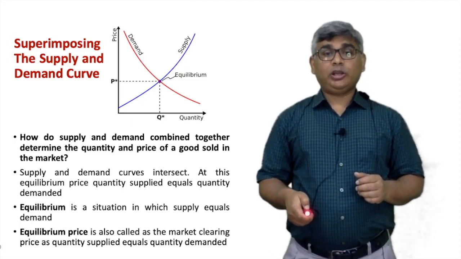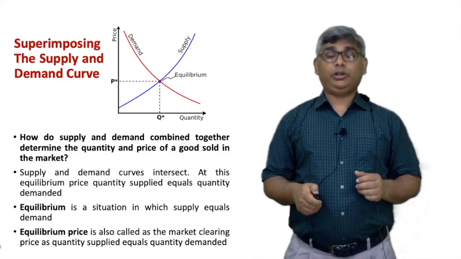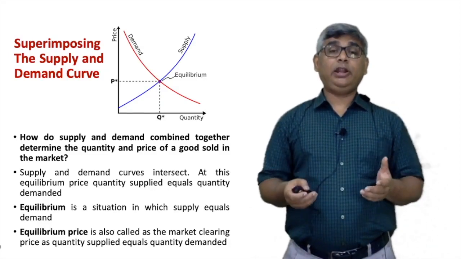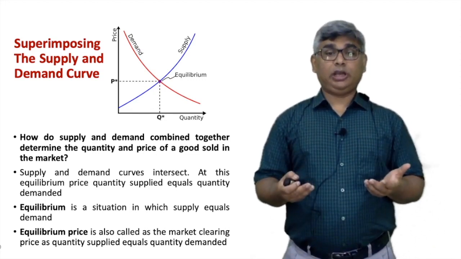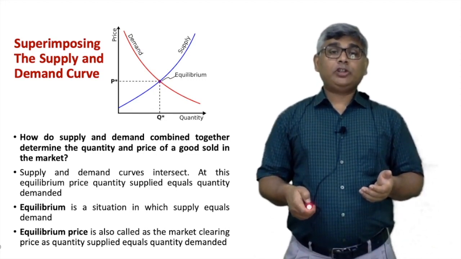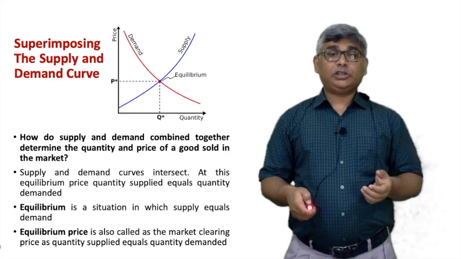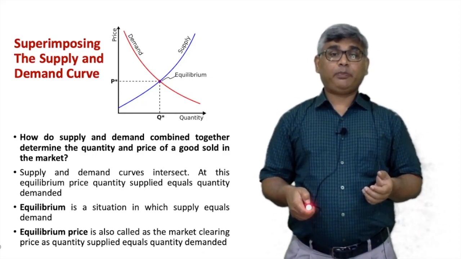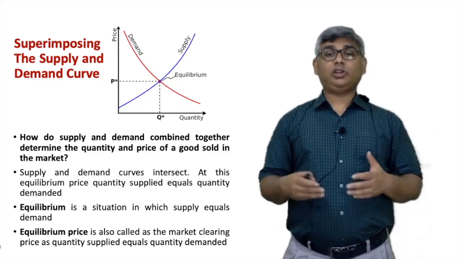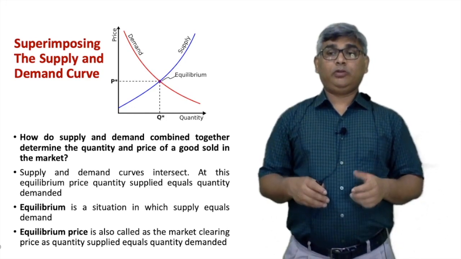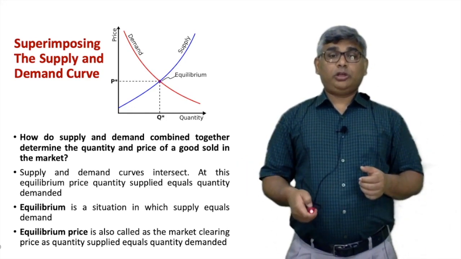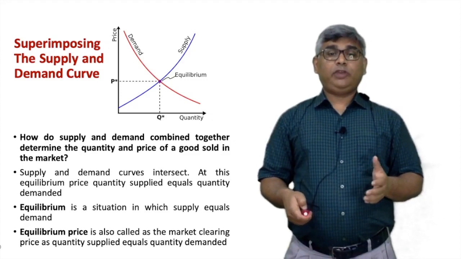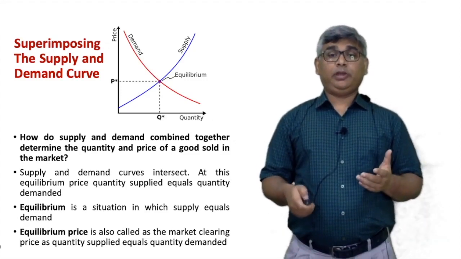This is basically known as an equilibrium point. An equilibrium point can be defined where the supply and the demand curve intersect each other. The beauty of this particular point is that, from both the demand perspective and the supply perspective, this is the point where supply is equal to demand. Whatever is being demanded is being produced. So an equilibrium point is a situation where supply equals demand.